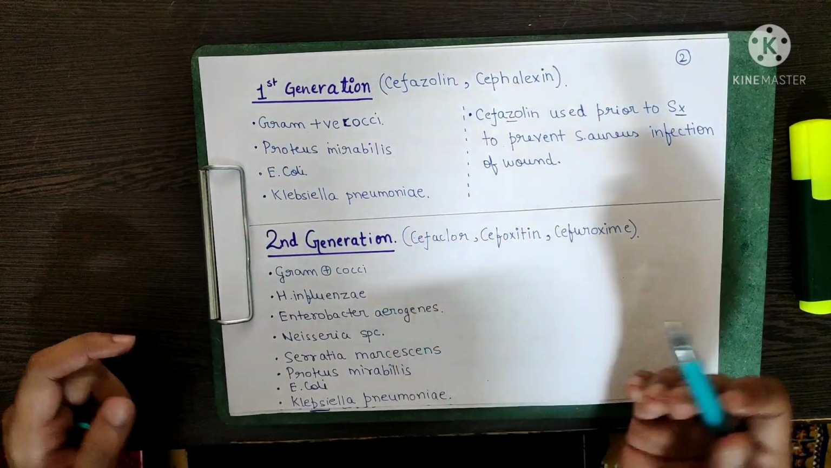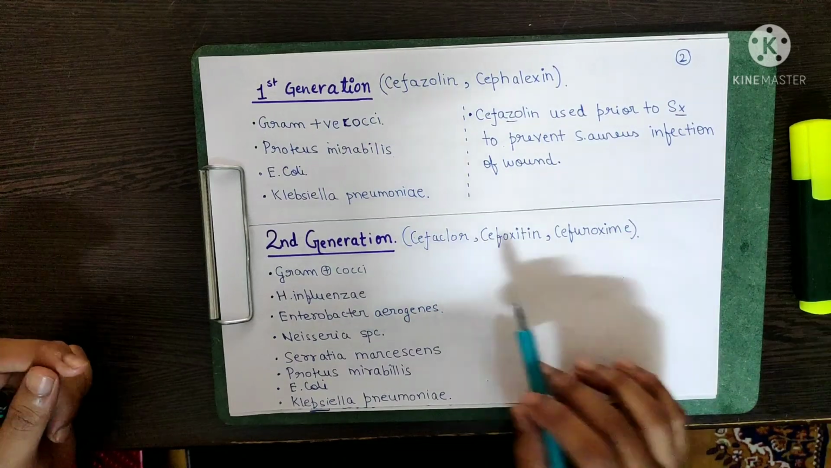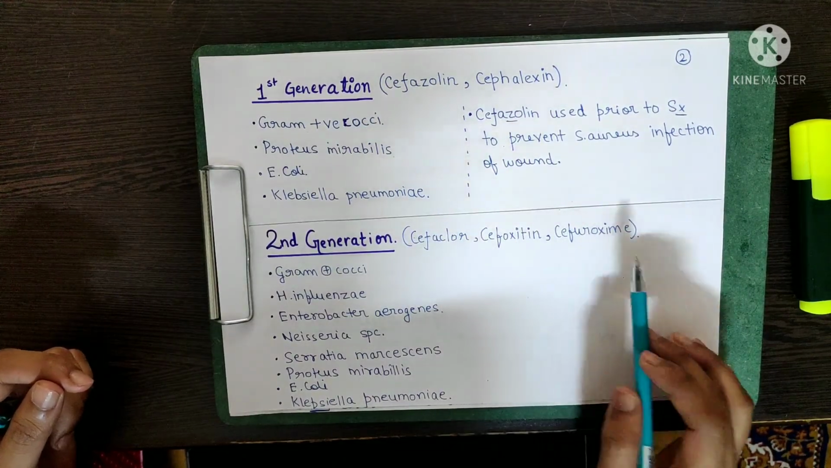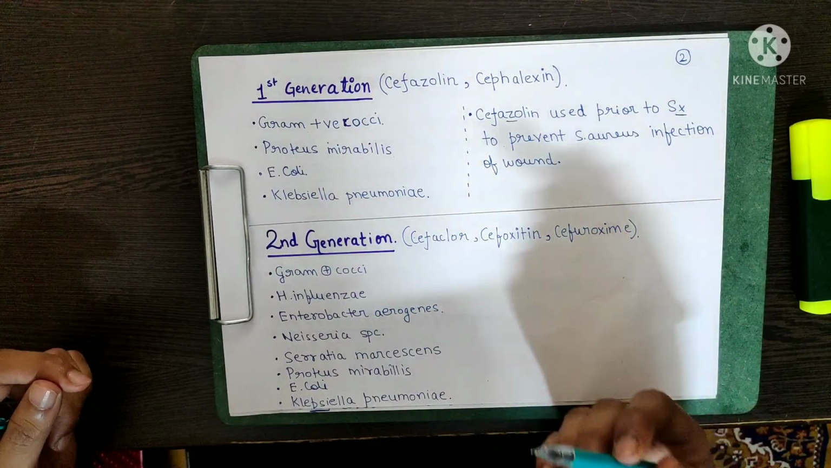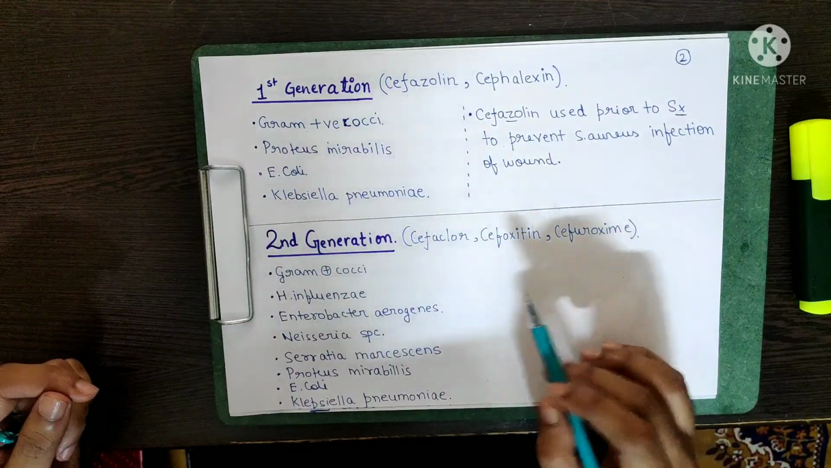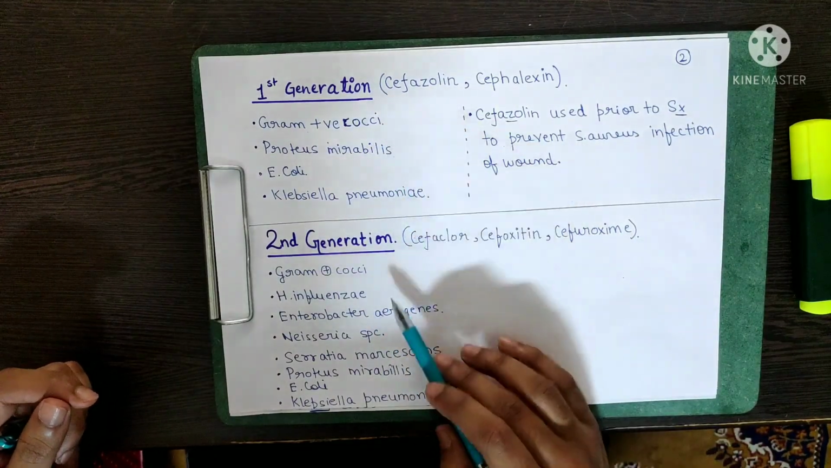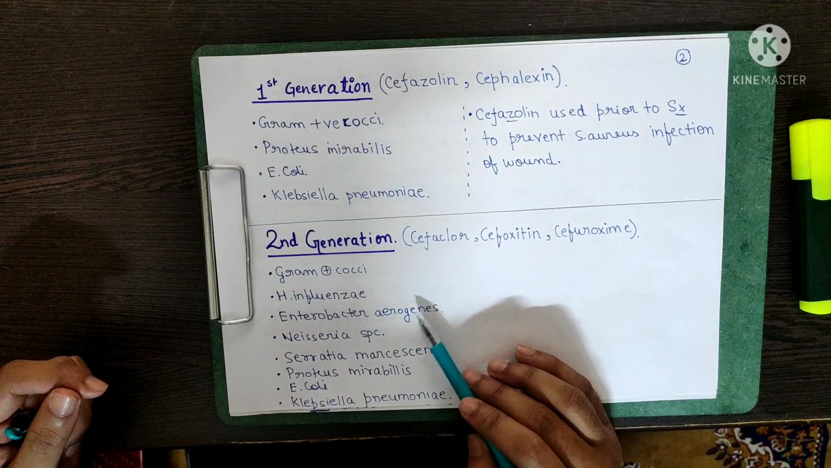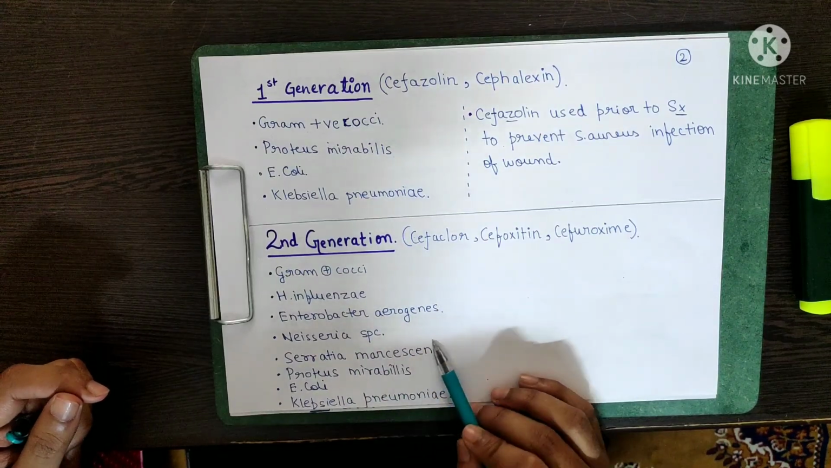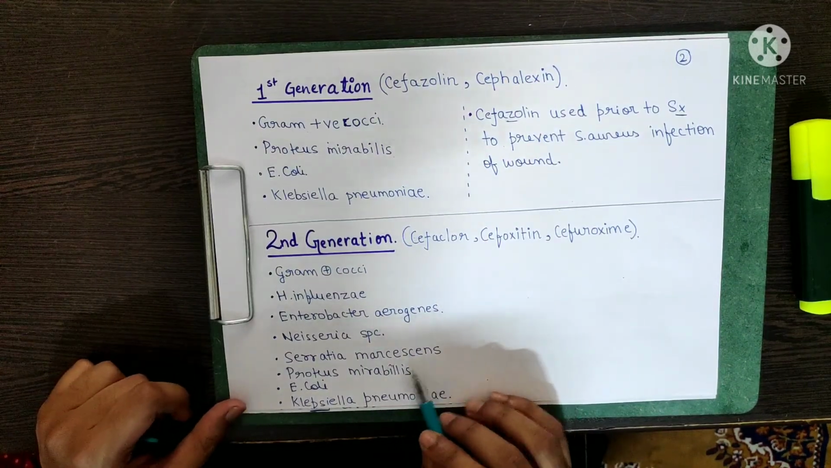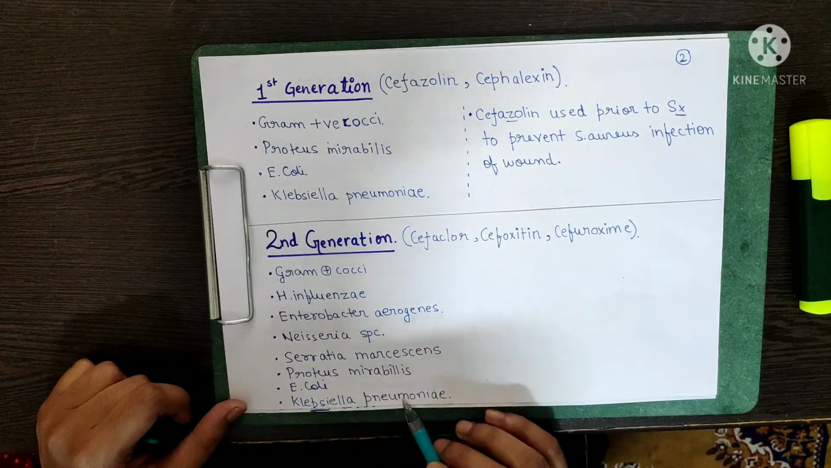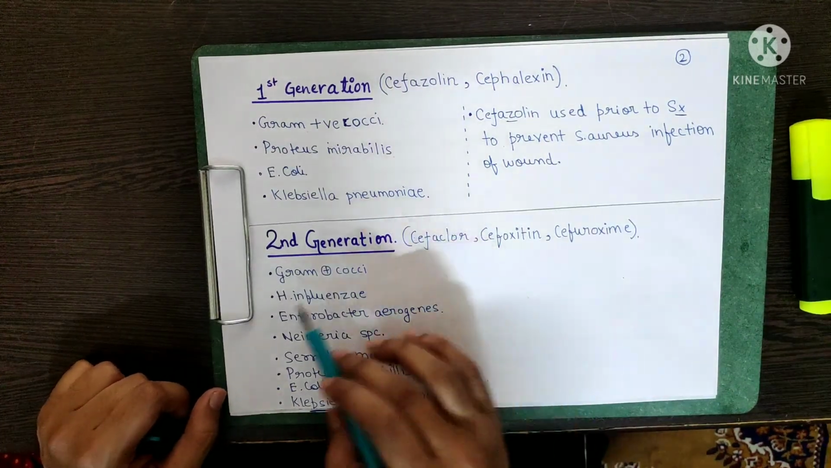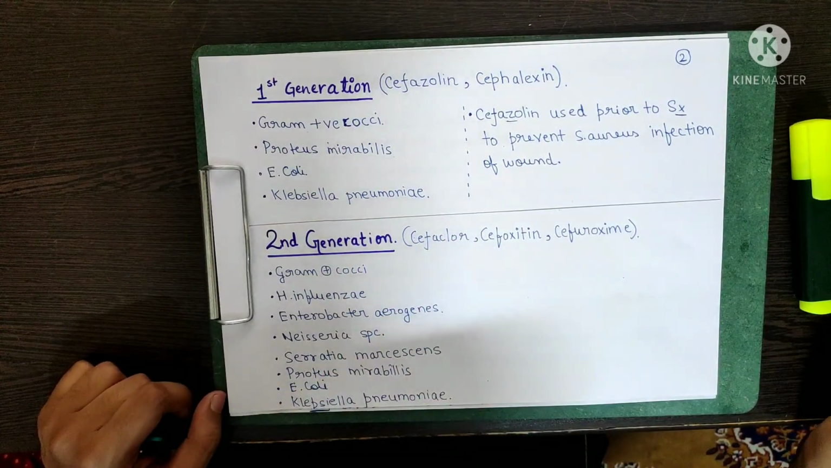Now coming to second generation cephalosporin, what comes under it? Cefaclor, cefoxitin and cefuroxime. What is the coverage of second generation cephalosporin? These cover gram positive cocci, same as first generation, plus H. influenzae, Enterobacter aerogenes, Neisseria species, Serratia marcescens, Proteus mirabilis, E. coli and Klebsiella pneumoniae. So these are the coverage of second generation cephalosporin.